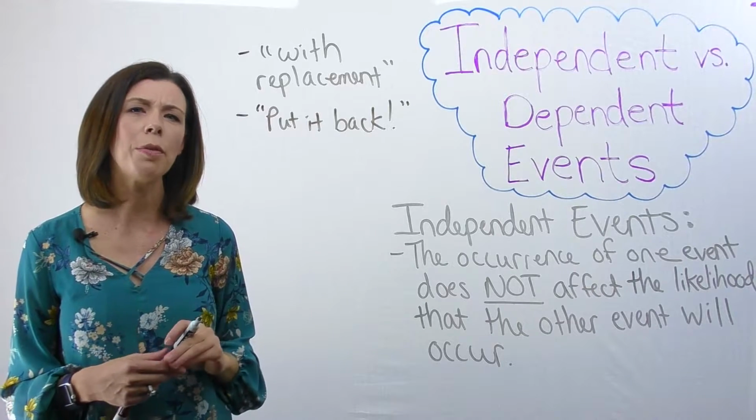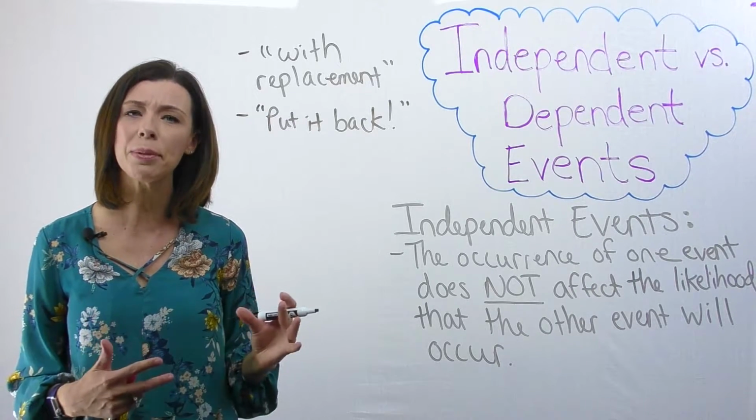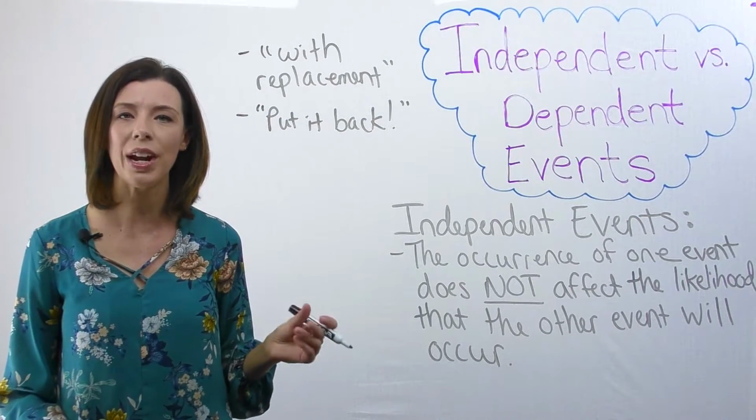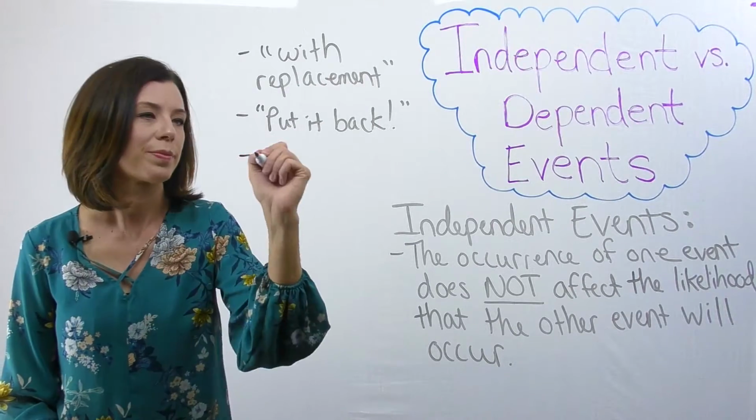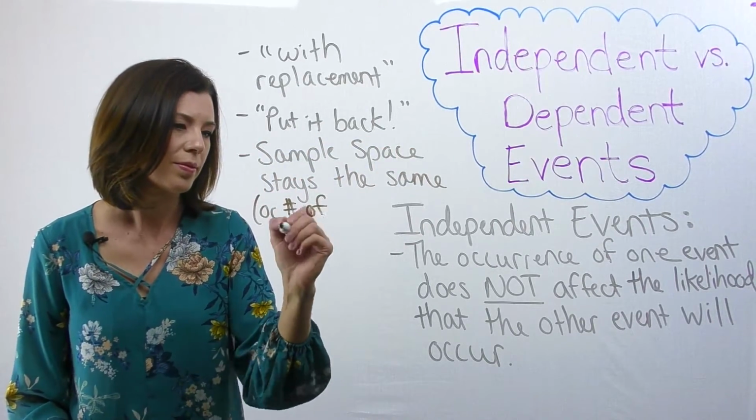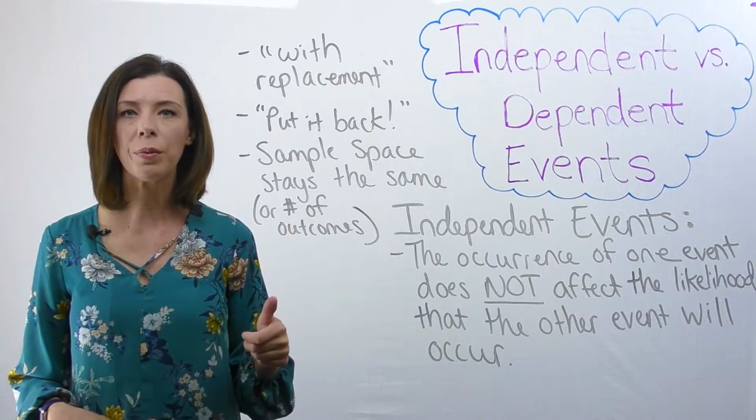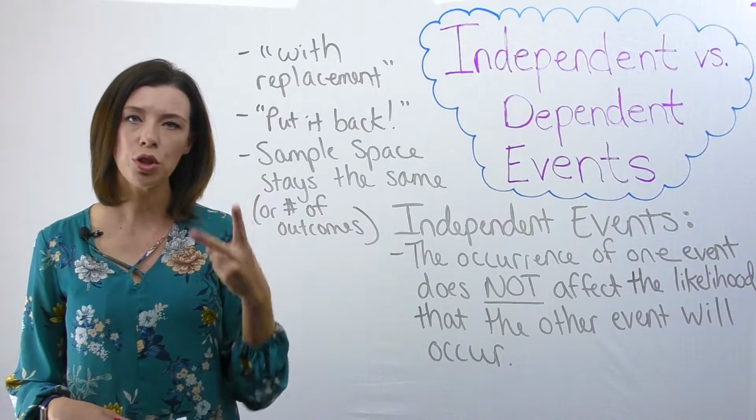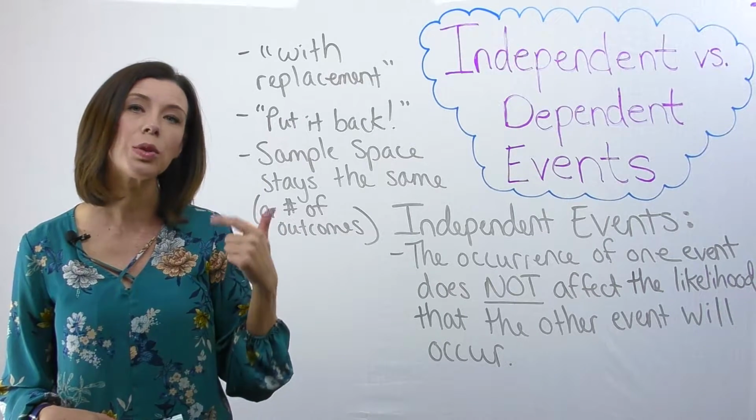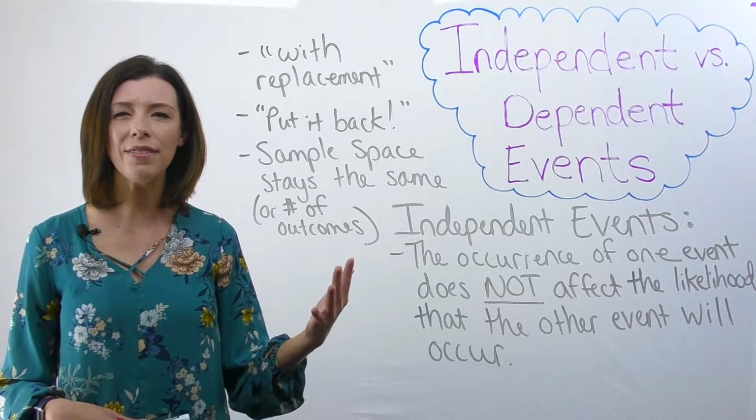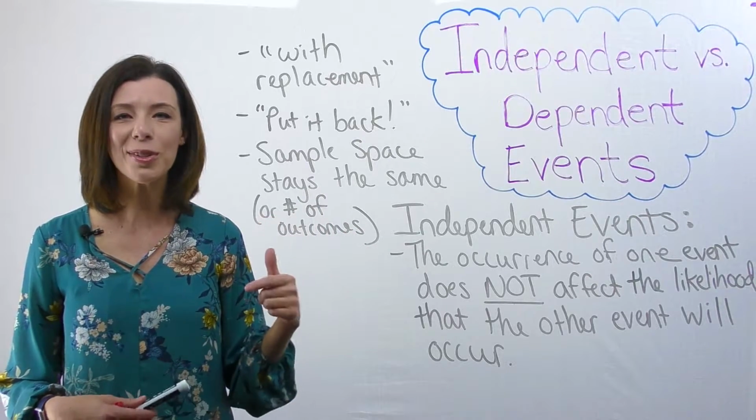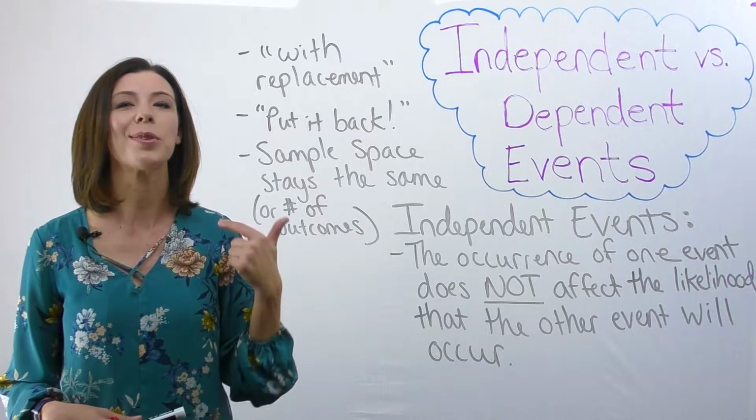The other thing you should know about independent events is that the sample space is not going to change. It's going to stay the same. Here's what I mean by that. If we're thinking about flipping a coin, right? When I flip a coin, I have 2 options. I can either flip heads or tails. For my second event that is independent, notice that I still have the option of heads or tails.